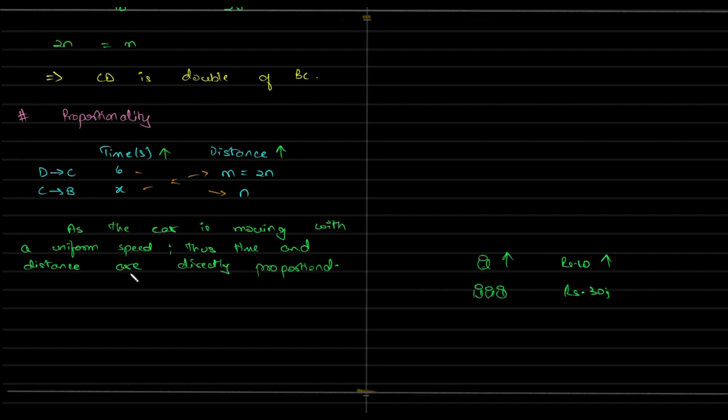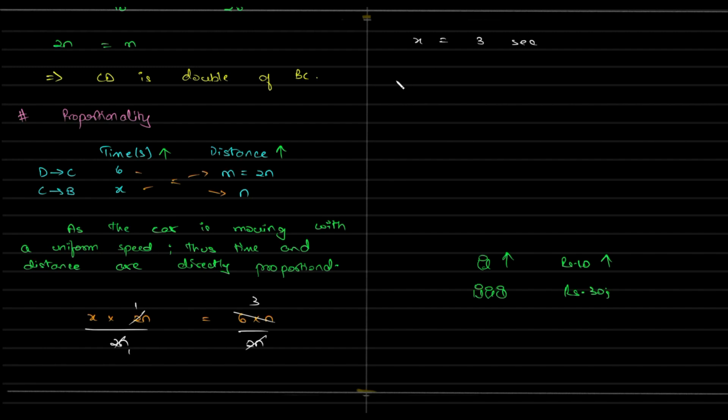6 into n will be equal to x into 2n. So x into 2n is equal to 6 into n. Okay, since we want x, we'll divide by 2n on both sides. So x is equal to 3 seconds. Okay, so the n's cancel out, 2n and n.